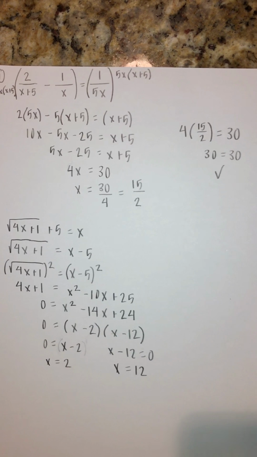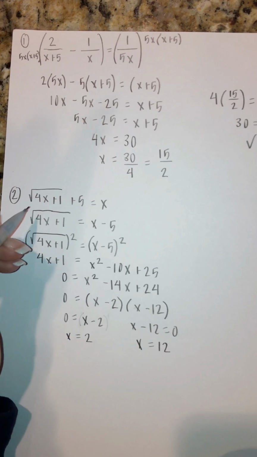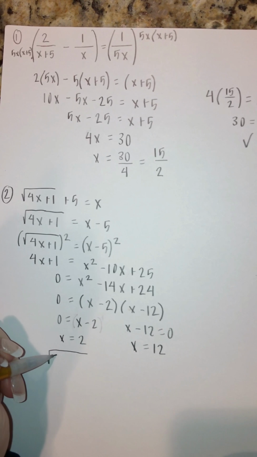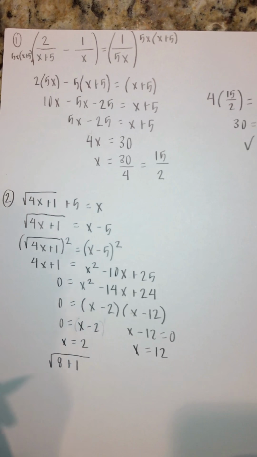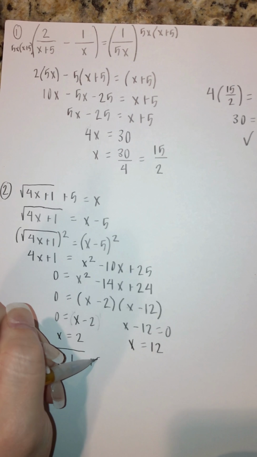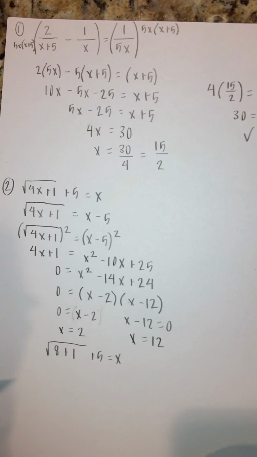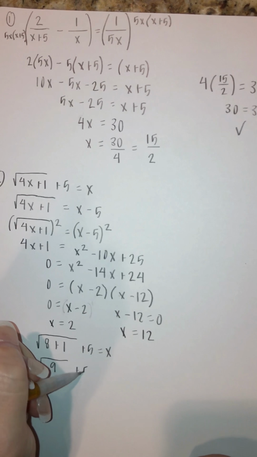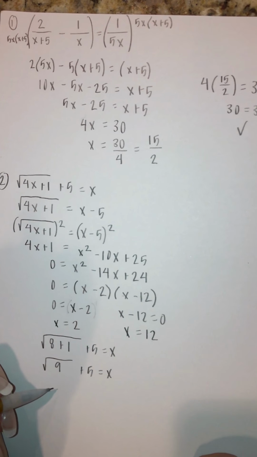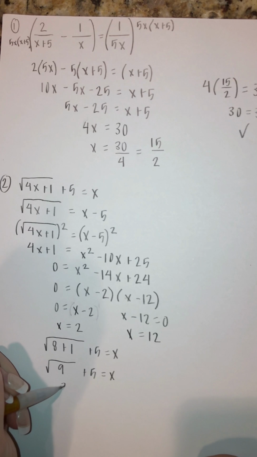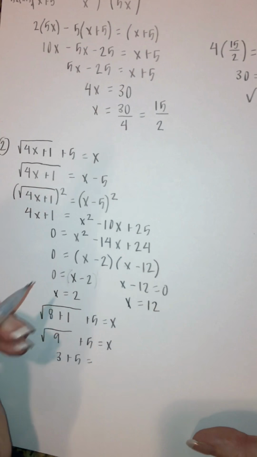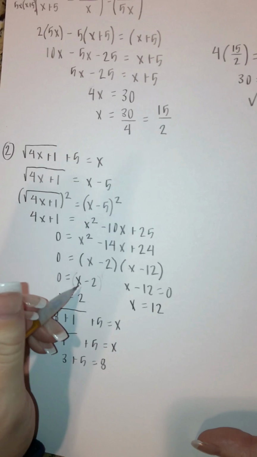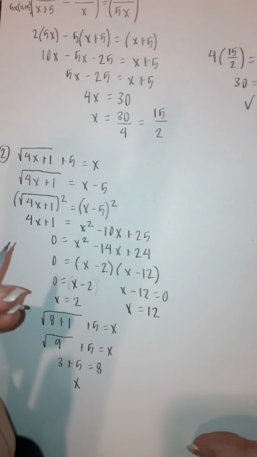So what I did was I plugged it back into the top equation. So 4 times 2 is 8 plus 1. So 8 plus 1 is 9. And then we know 9 square rooted is 3. 3 plus 5 equals 8. It does not equal 2, so that does not work.